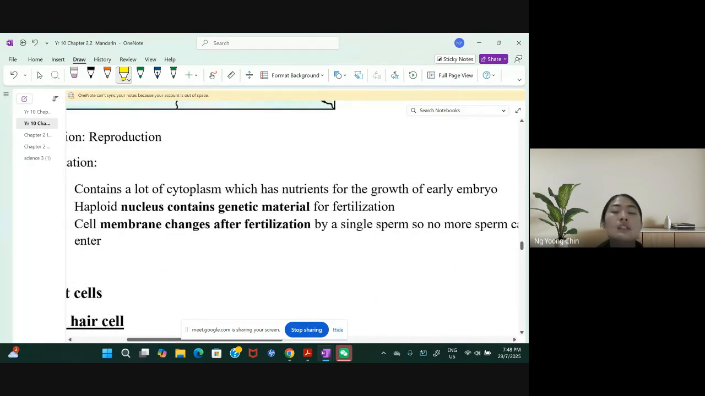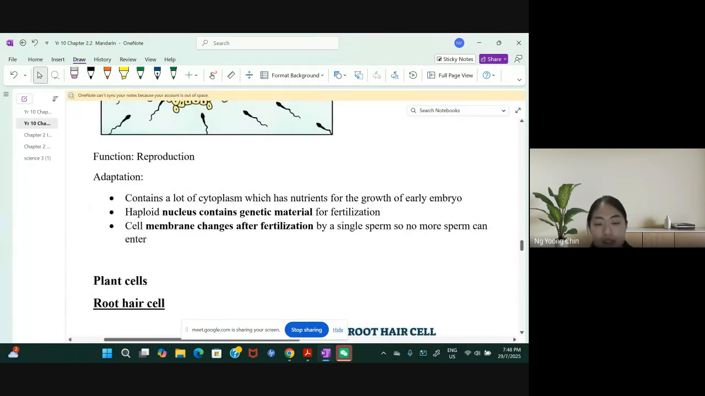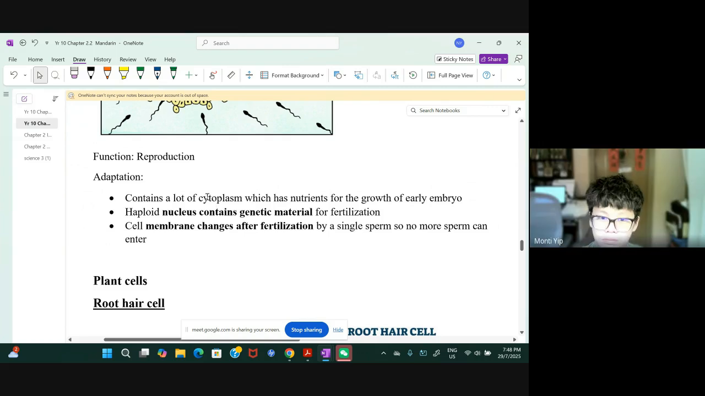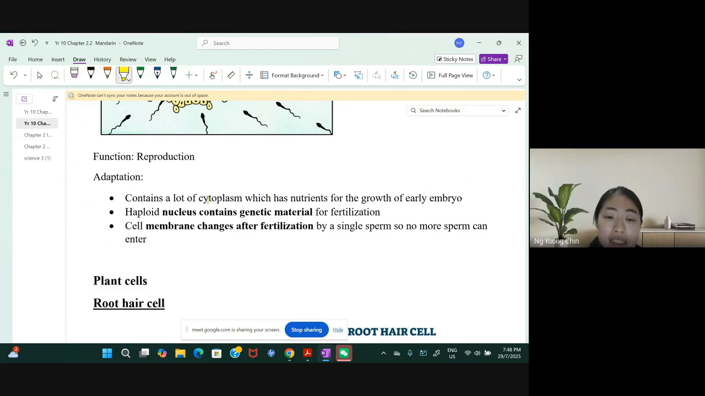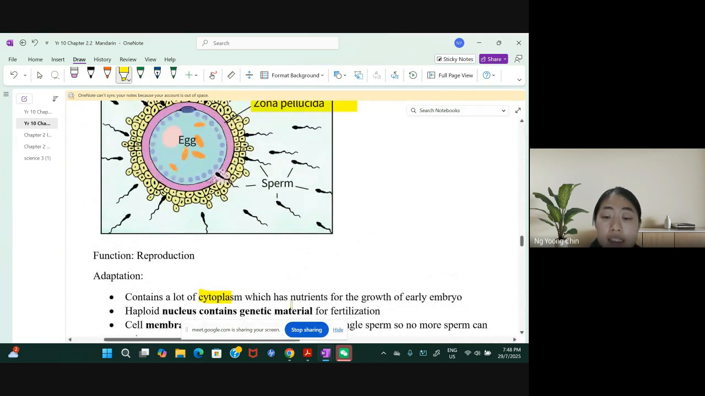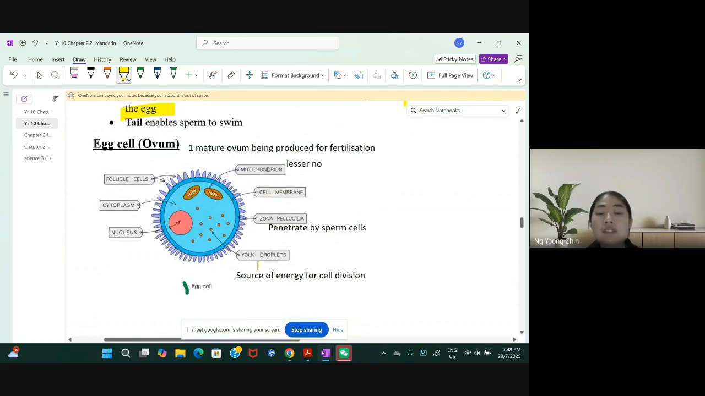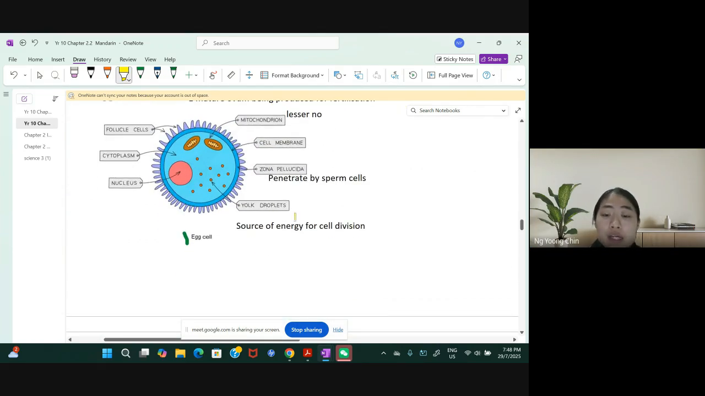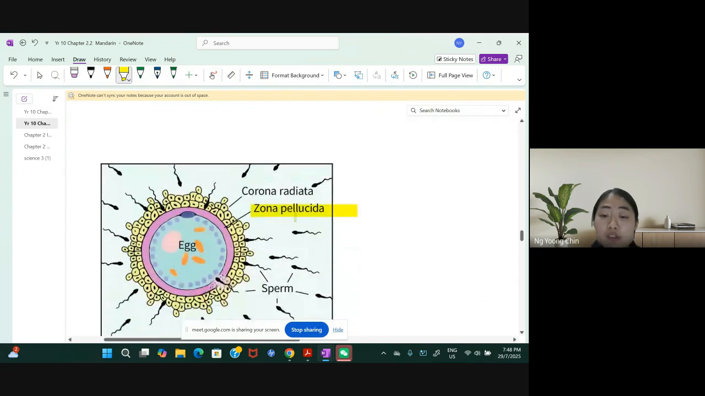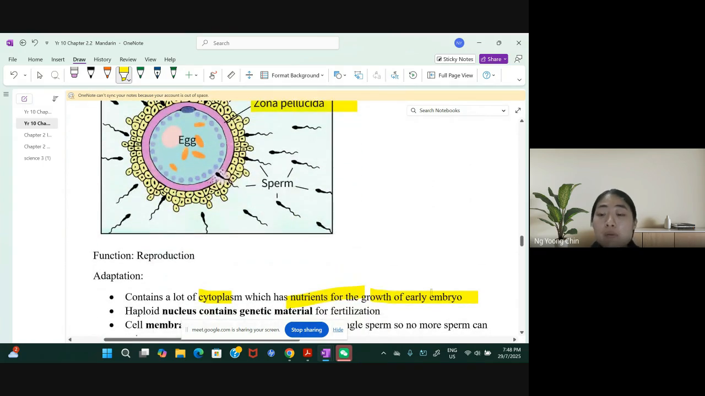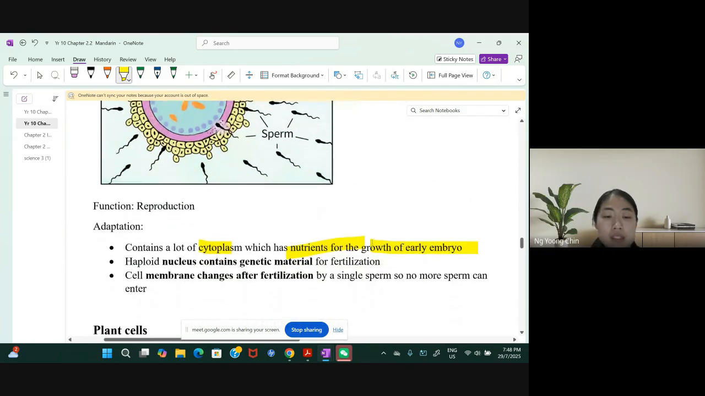So actually the ovum has a lot of cytoplasm, which has the nutrients for the growth of the early embryo. So they will have a lot of yolk droplets. These yolk droplets can act as a source of nutrients for the embryo development later. They can help to provide the nutrients.